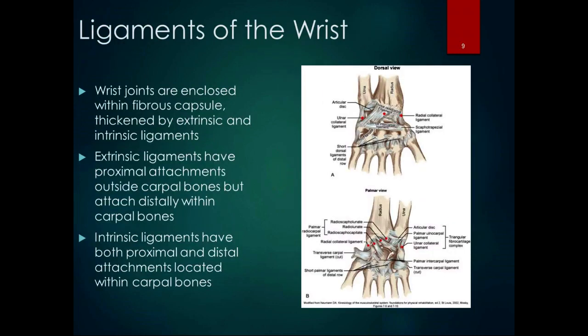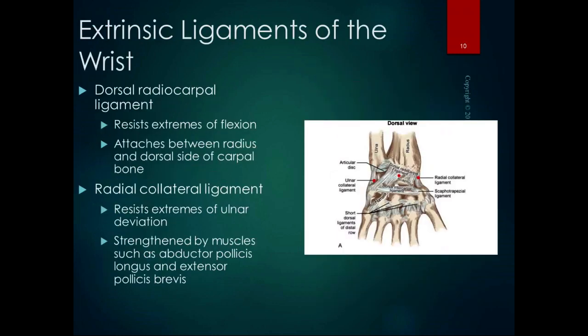The wrist joints are enclosed within a fibrous capsule like most of our joints, and they're thickened by extrinsic and intrinsic ligaments. Just like we talked about extrinsic and intrinsic muscles, extrinsic ligaments have proximal attachments outside the carpal bones but attach distally within the carpal bones. Intrinsic ligaments have both proximal and distal attachments located within carpal bones. We'll talk about not all of them, but the ones that I want you to be highly aware of.